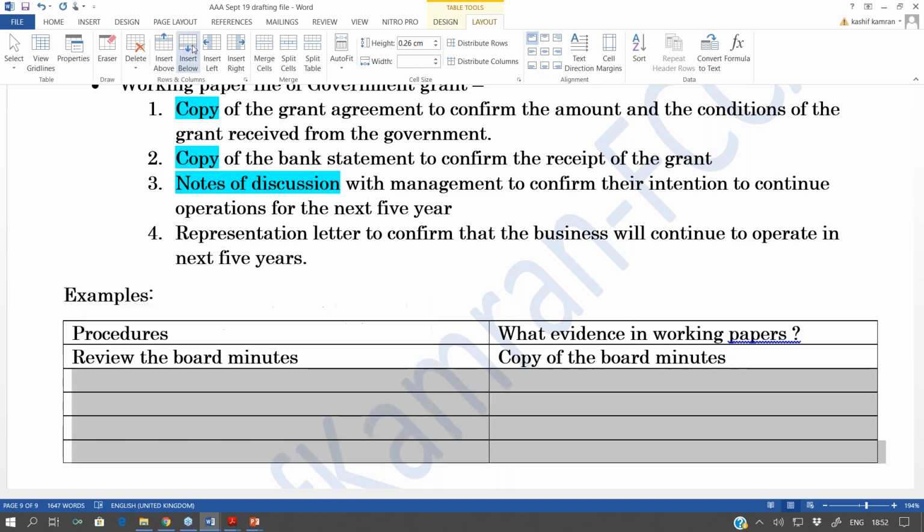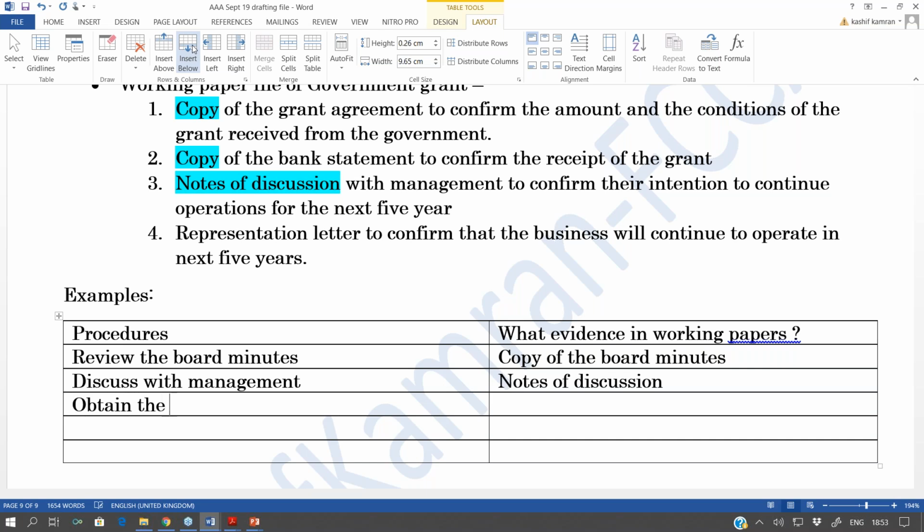if I say discuss with management, do you all believe discuss with management is a procedure? So what evidence of discussion will I have in my file? Notes of discussion, not copy of the notes, notes of discussion, because it's my own notes. Are these management notes, or is it the notes which I am taking as an auditor? So why is some of the students saying a copy of the notes? Is it the management notes, or is it the note I am taking? Right? Notes of discussion.